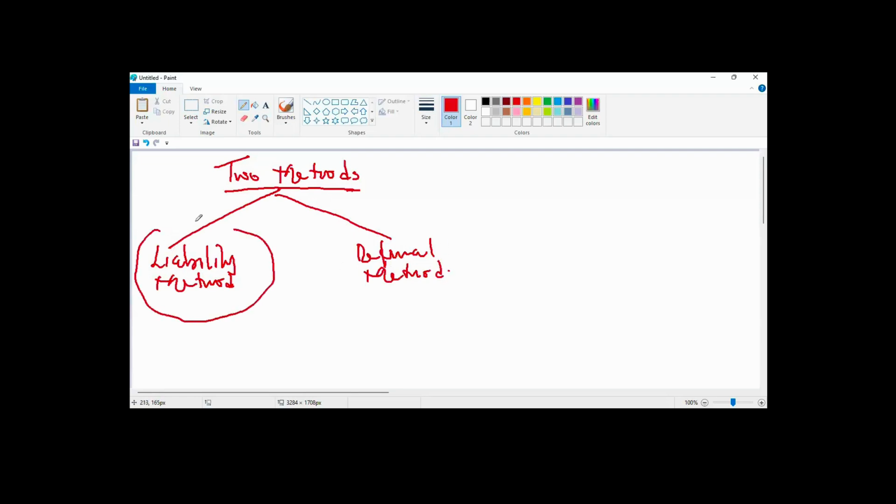The liability method is the most popular, and it makes use of items in the statement of financial position, like your PPE, like your trade receivables. The deferral method makes use of items in the P or L, just as depreciation.